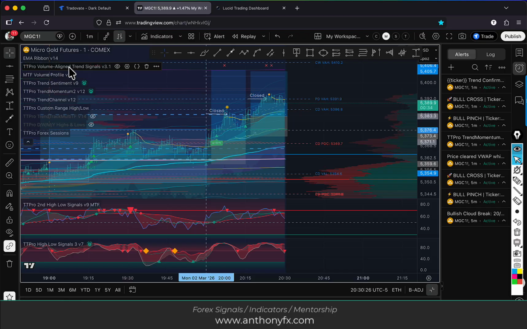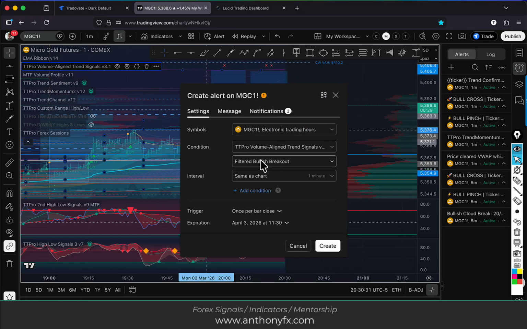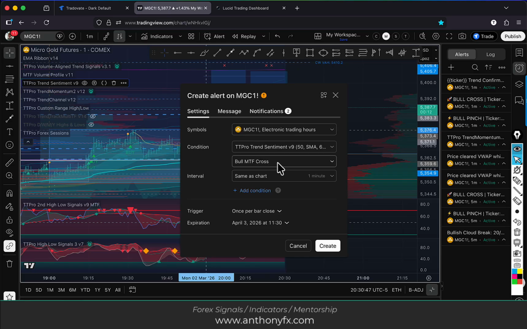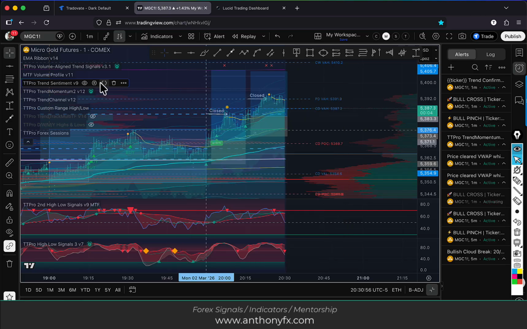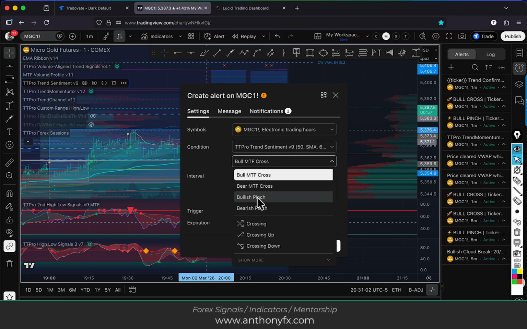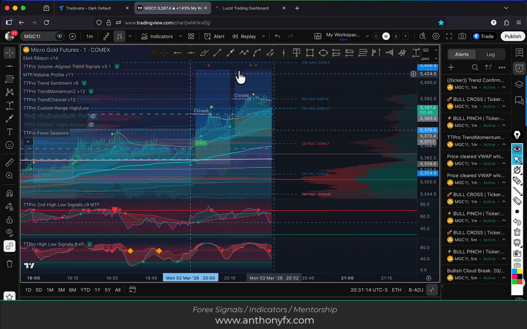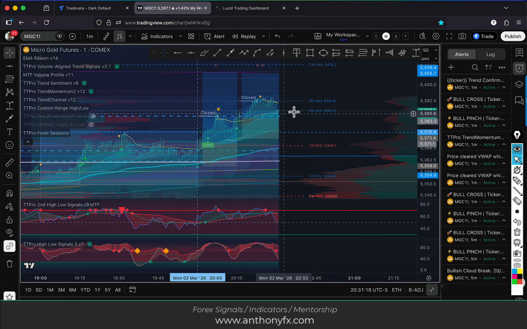So I'll just keep all these signals, these alerts going. Add the alert, bullish only, bullish breakout. Yeah, trend sentiment. That's a really nice signal, this one. So just keep the bullish signals going. Bullish cross, all right, and bullish pinch. I like that bullish pinch. That's actually a really good signal. 1 minute chart. Yeah, look at that. It's pulling back. Get ready now for another one.